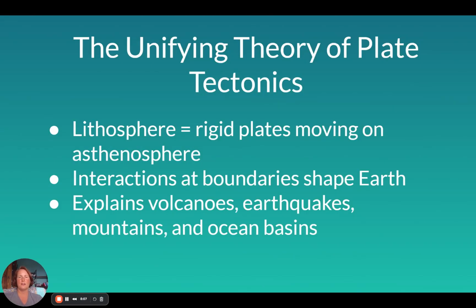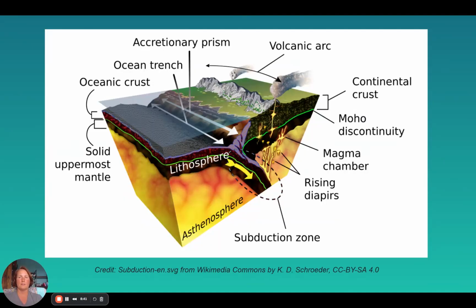So the unifying theory of plate tectonics. Here's where it all kind of comes together. All of this evidence and understanding leads us to the idea that our world is made up of different plates that float around on the asthenosphere, and how they move is essentially plate tectonics. All the interactions at boundaries are what make volcanoes and earthquakes and mountains and ocean basins and all the different things. And we're going to look at how those plates move next.